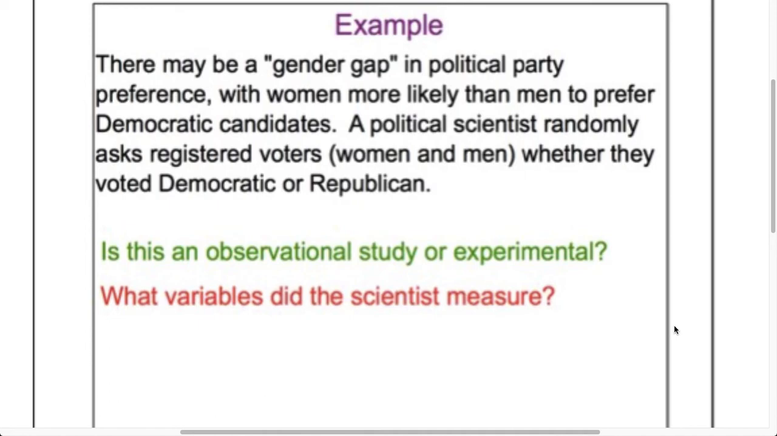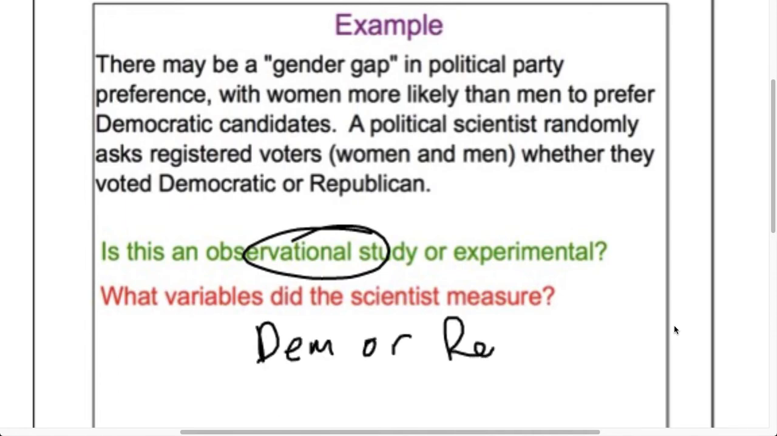So it's looking at this example. It says there may be a gender gap in political party preference, with women more likely than men to prefer Democratic candidates. A political scientist randomly asked registered voters, women and men, whether they voted Democratic or Republican. Okay, is this an observation or an experiment? Again, they were just asking a question. They did not impose any sort of treatment, so this is an observational study. And the variables that they measured are just Democrat or Republican.